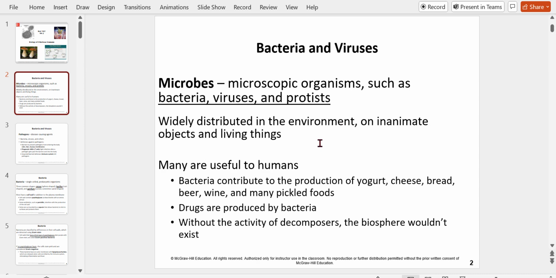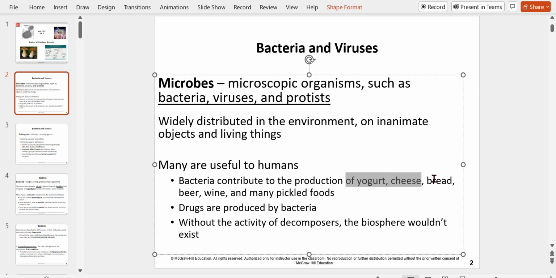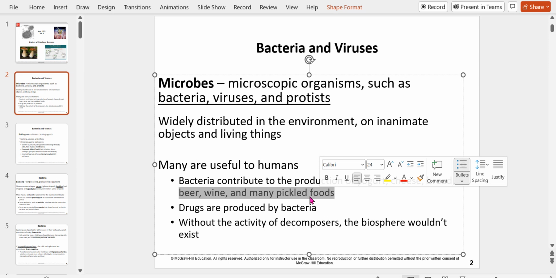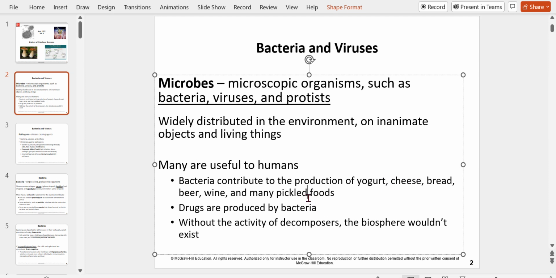They were around billions of years before us. They'll be here a billion years after. The only way we are able to survive is to coexist, because 99% of them are good for us. They don't harm us. We utilize them for yogurt, cheese, bread, beer, wine, pickled foods. One of my favorite foods is kimchi. Yum, yum, yum. Completely fermented. Fermented food is very good for you, actually.